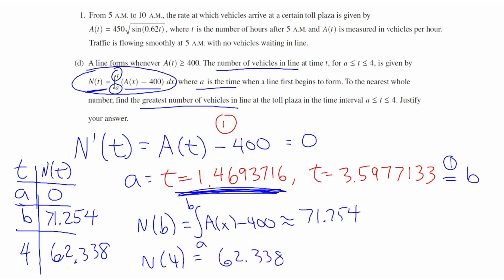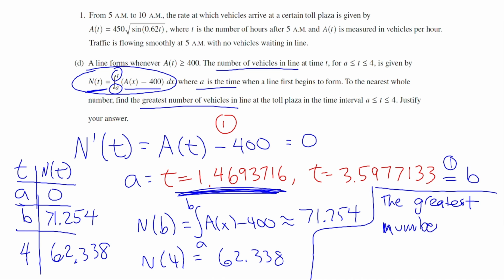And so we could see we only had 3 options for where the max could occur. It could occur at a, b, or at 4. Well, the largest value was 71.254. So to answer the question, to the nearest whole number, the greatest number of vehicles in the line is 71. So we'll say the greatest number of vehicles in line is 71. And it doesn't necessarily ask us when that occurs.